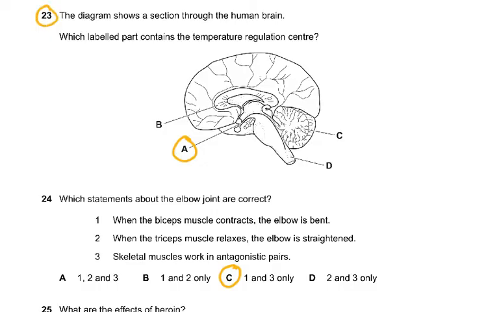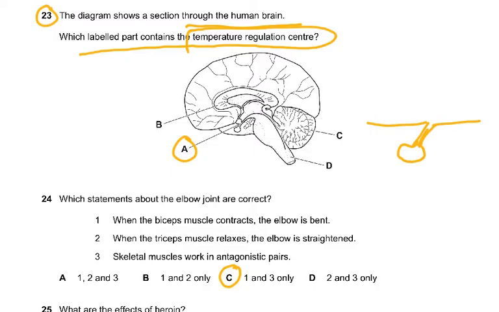Question 23. It says the diagram shows a section through the human brain. Which labeled part contains the temperature regulation? Now you know temperature regulation is that area which is just above the pituitary gland. This is the brain, and the area just above this is called the hypothalamus. So that area just above the pituitary gland is the area which results in temperature regulation control.